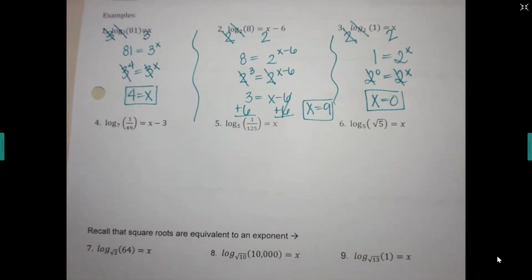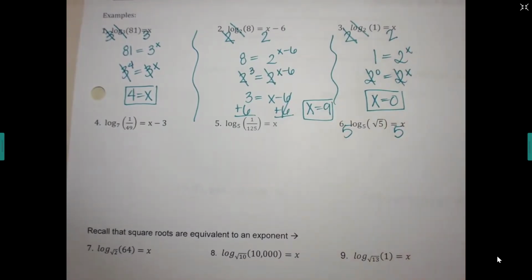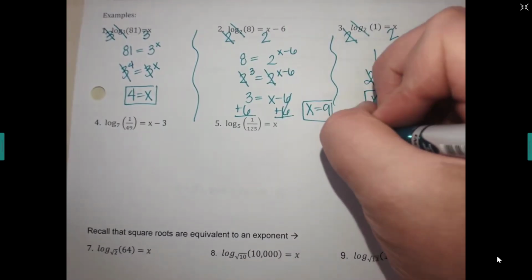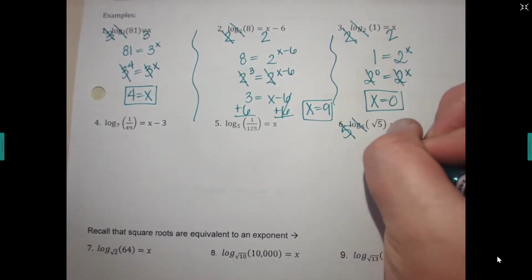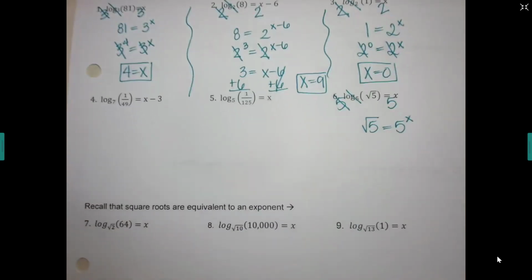All right, let's do another one. Skip ahead for me, please, to number 6. I have a log little 5, and I want to get rid of it. How do I get rid of a log little 5? Big 5. So my big 5 on my log little 5 are going to cross out. I have root 5 equals 5 to the x.